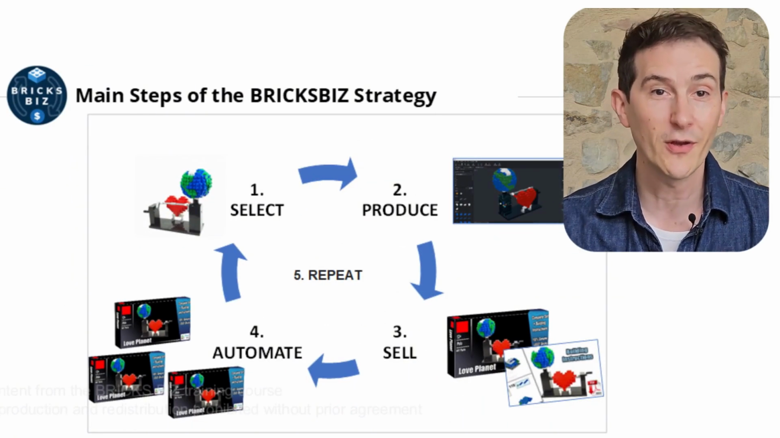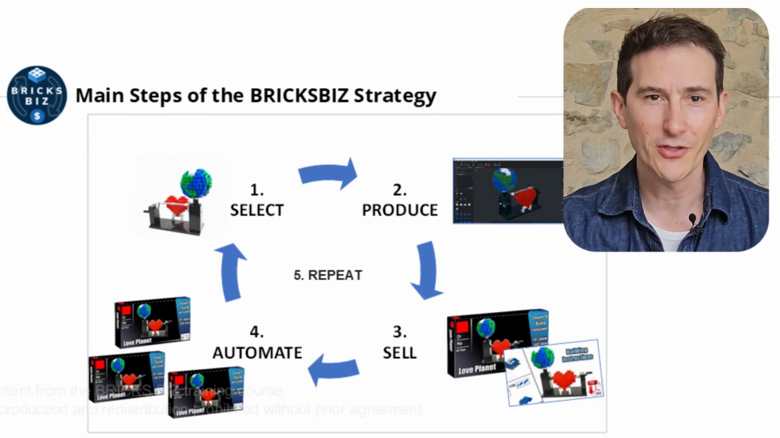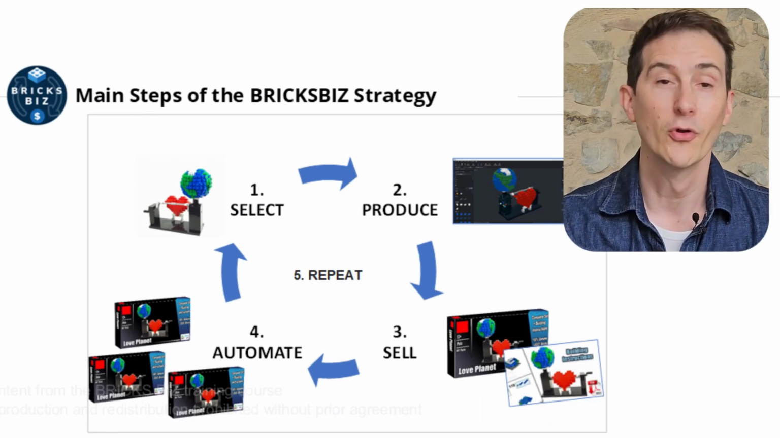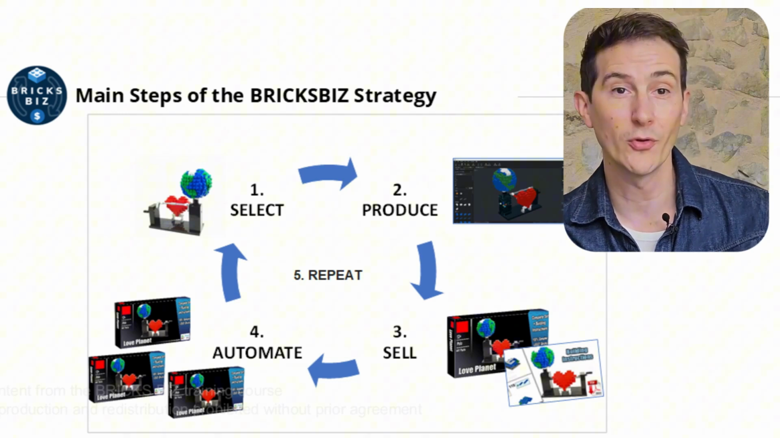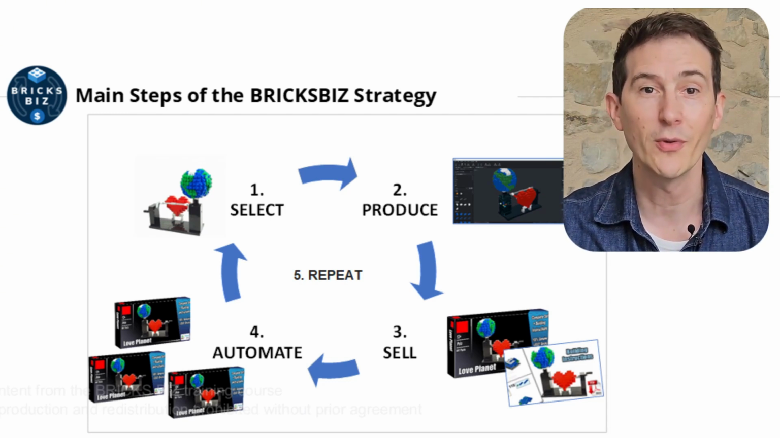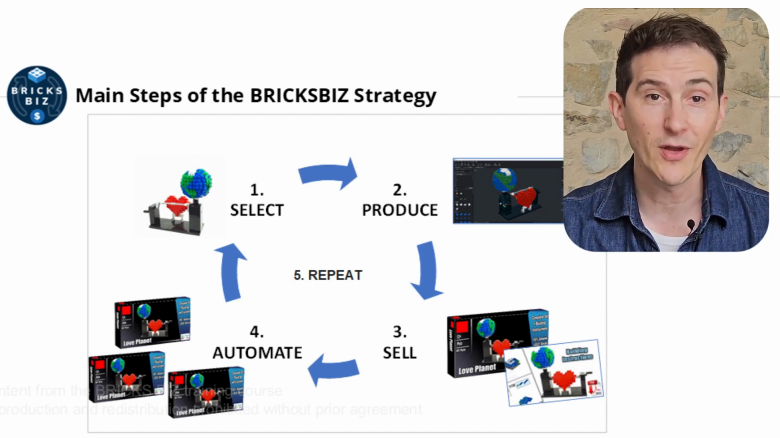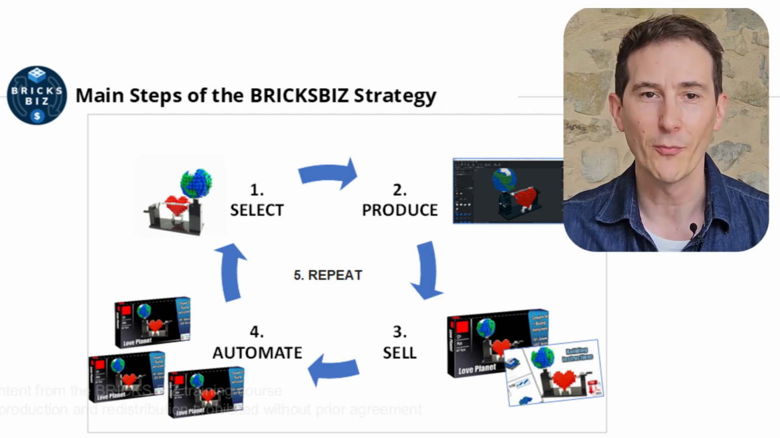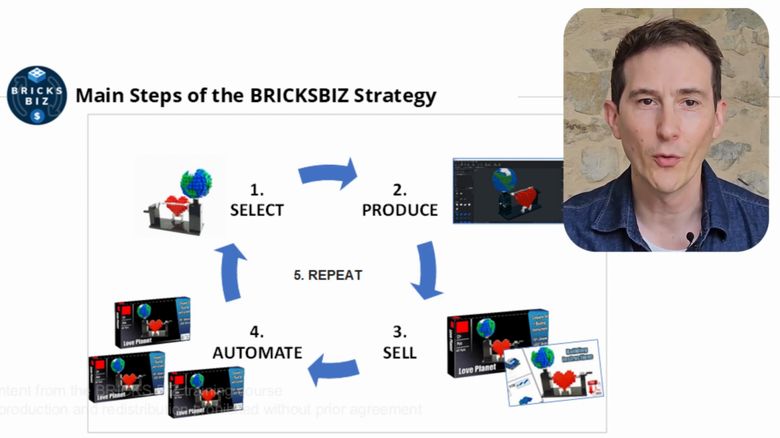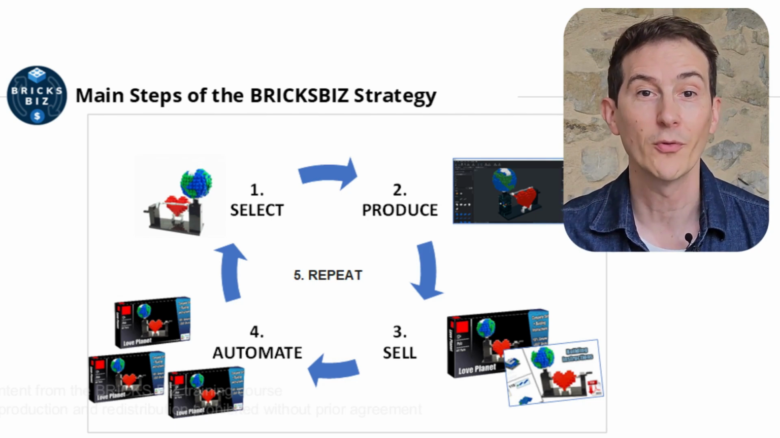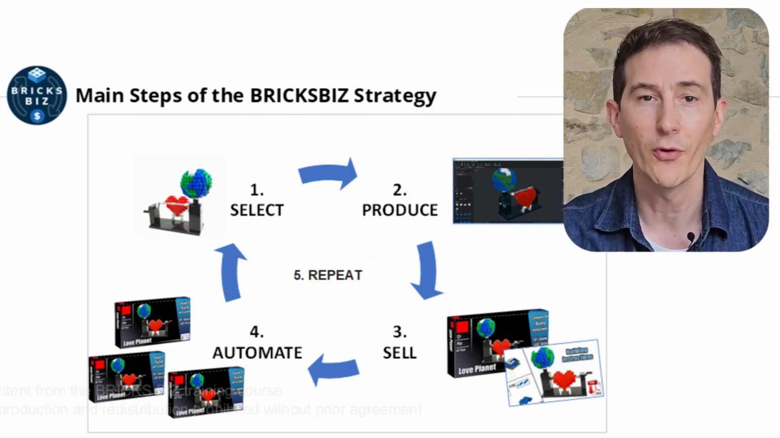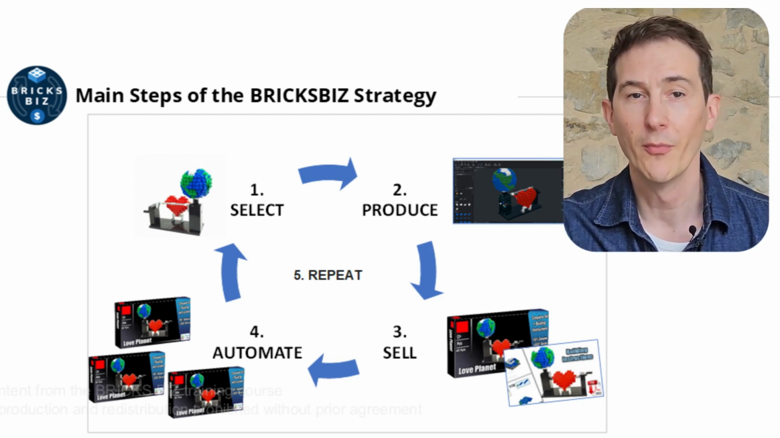As a conclusion to this video, let's recap the highlights of the BRICKSBIZ strategy. Number 1. Select. You choose the Lego MOCs you want to market. Number 2. Produce. You generate professional building instructions and a 3D model of the MOCs you want to sell. Number 3. Sell. You let your audience know about your building instructions and ready-to-build kits, and you sell. Number 4. Automate. You upgrade your skills to speed up your process and to be able to create more and more building instructions faster and faster. Which brings us to point number 5. Repeat. You iterate the process that allows you to maximize your revenues. I'll see you in the next video to concretely get started on our BRICKSBIZ journey.